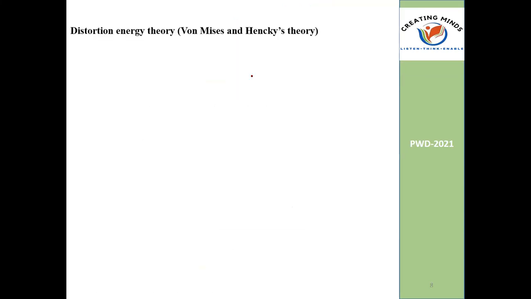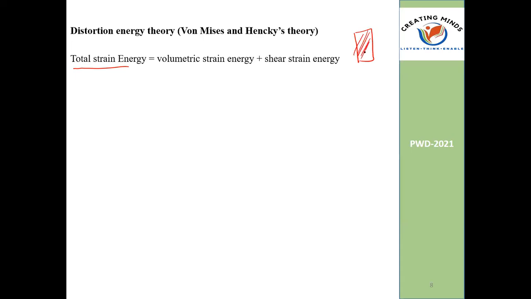Next, the last one, I think, distortion energy theory, also called Von Mises and Hencky's theory. What does it show? We know that any material, if you consider any material, is full of energy. How will the energy get distorted? By applying various forces, this energy will start to dissipate. So this will be a summation of volumetric strain energy plus shear strain energy. So you may expect, what is total strain energy? That's the sum of volumetric strain energy plus shear strain energy.